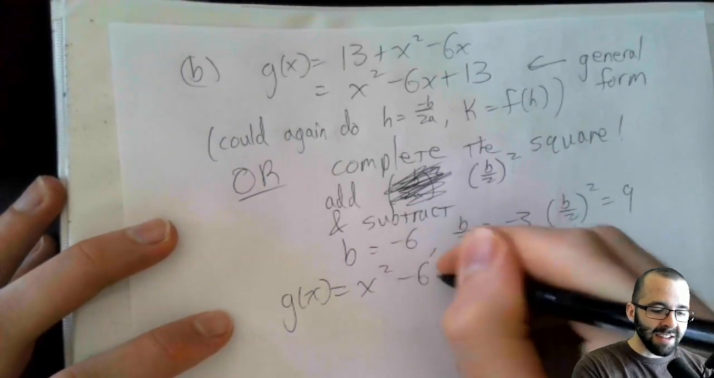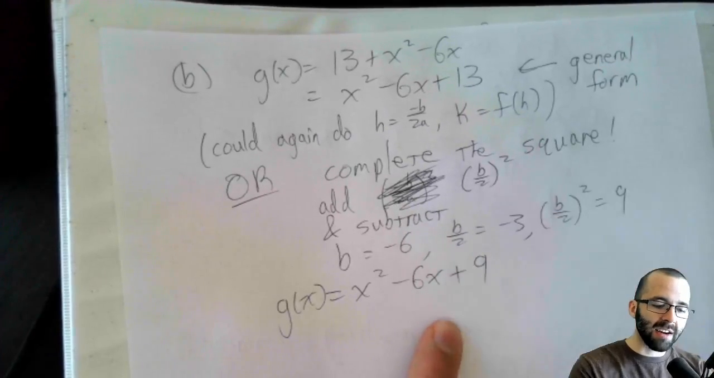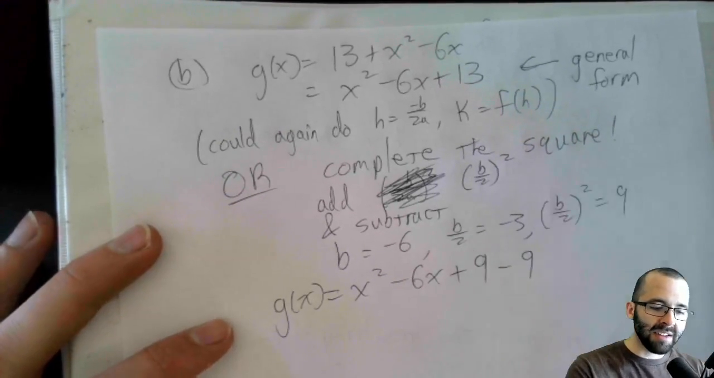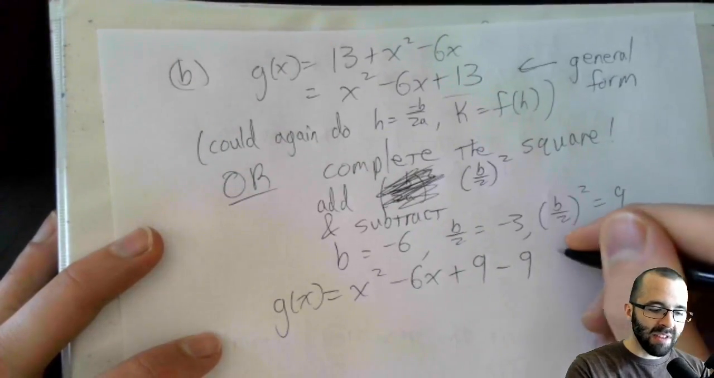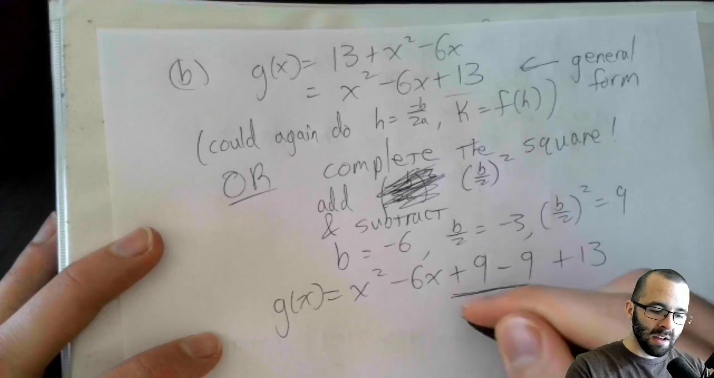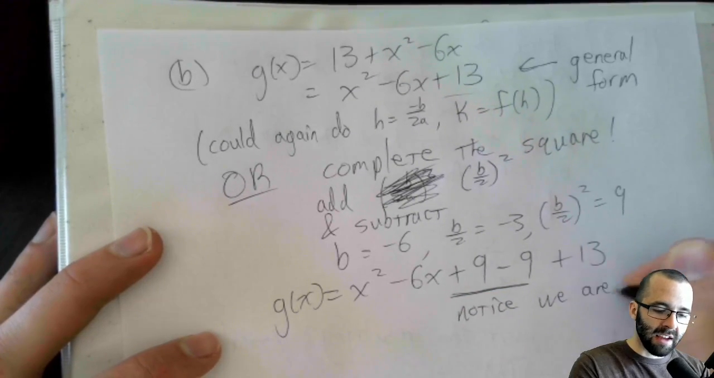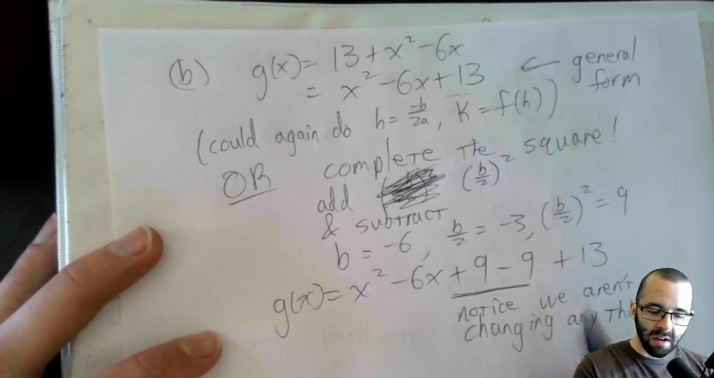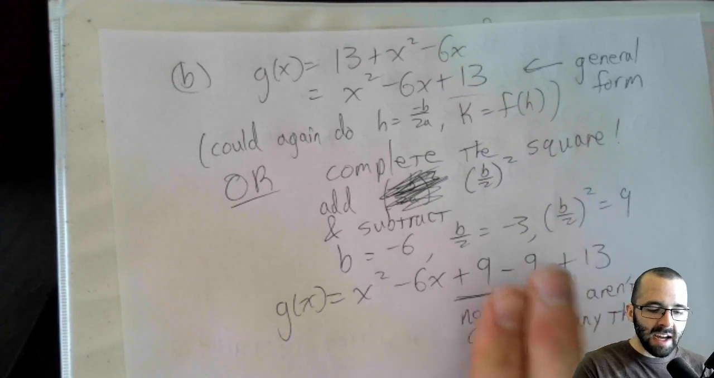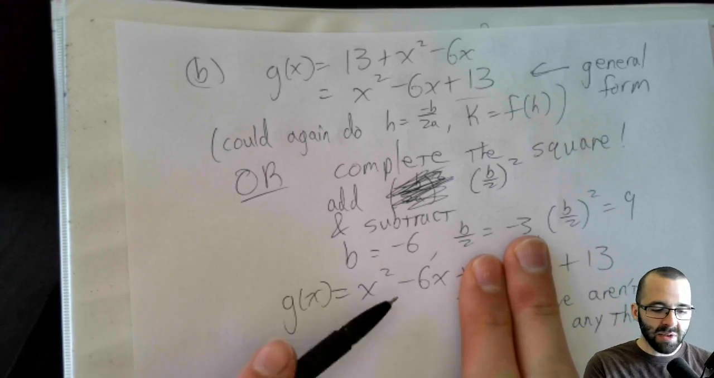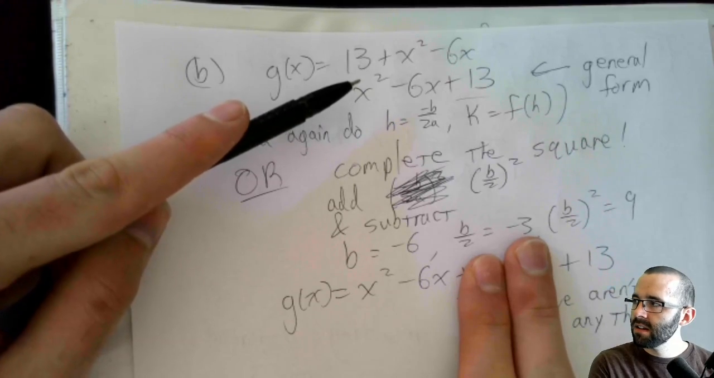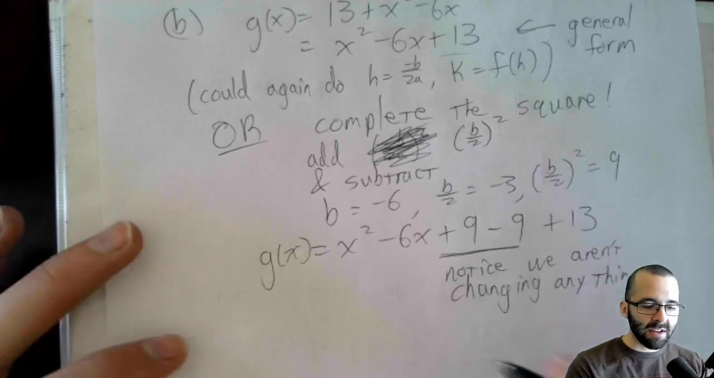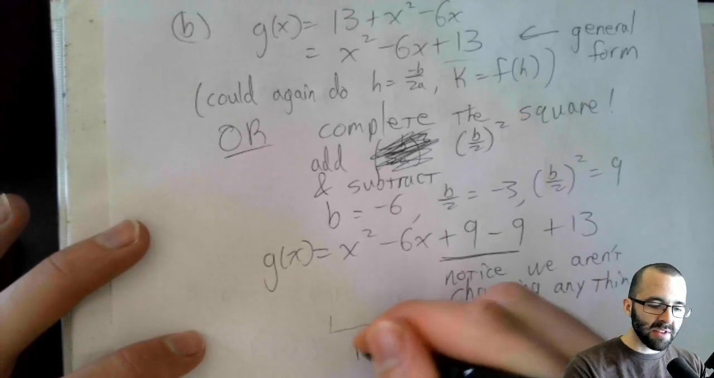So we have x squared minus 6x. We want a perfect square, so we're going to add the 9 right here. But we can't just make the function whatever we want. If we're adding it, we must keep balance, subtract it as well, and we still have that plus 13. Right. So notice we aren't changing anything. We're just rewriting it. Because plus 9 minus 9 is 0. These cancel out. And we still have the exact same g of x as before, right? X squared minus 6x plus 13. That's exactly what we had. But we could certainly write it this way if we wanted. Now, we factor these first three terms. Perfect square.